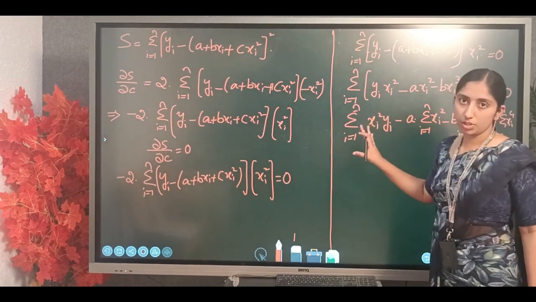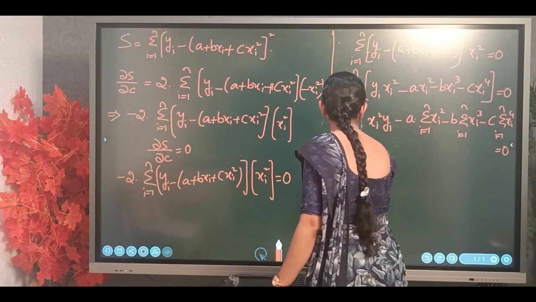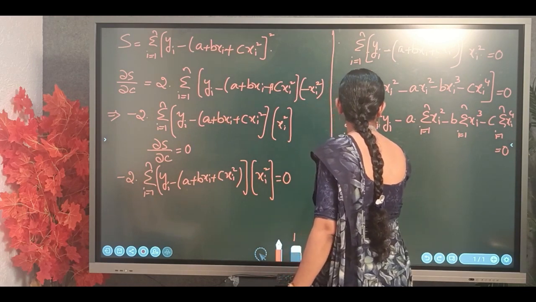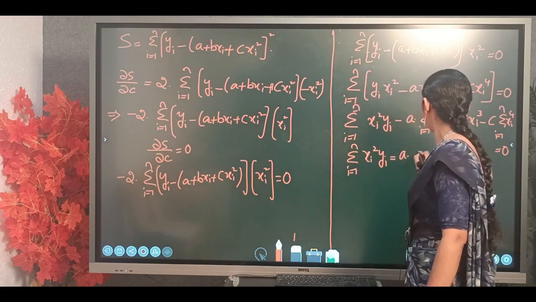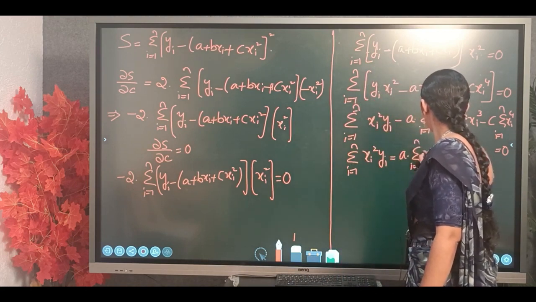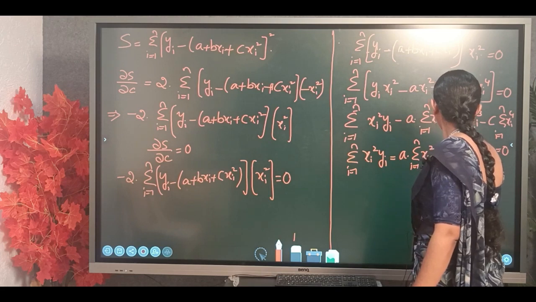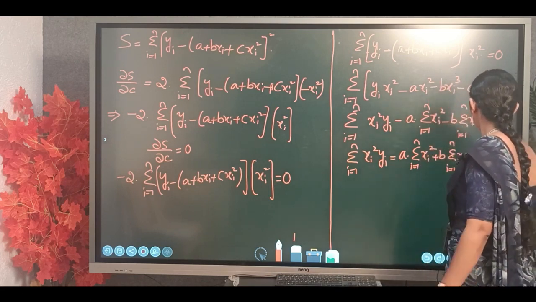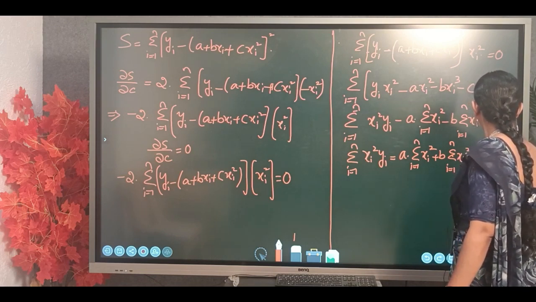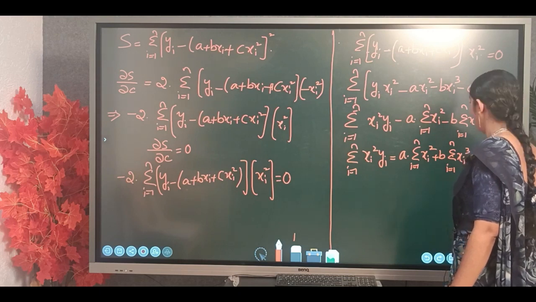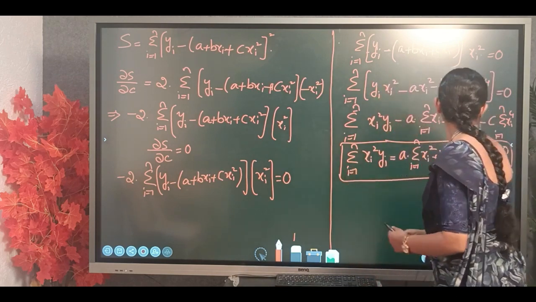The same procedure. We are placing only positive terms here. So what are the negative terms? We are moving them to that side. So summation i = 1 to n xi² yi. Here the negative term is minus a, it will become plus a into summation i = 1 to n xi², plus b into summation i = 1 to n xi³, plus c into summation i = 1 to n xi⁴. This is the other normal equation for a parabola. Clear?